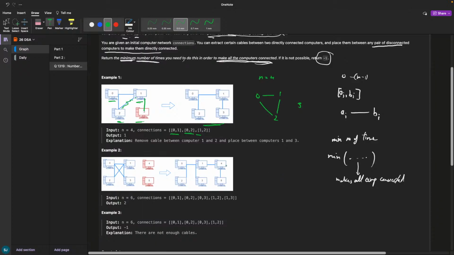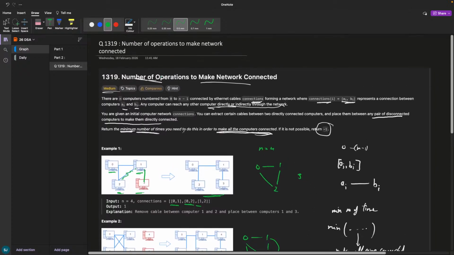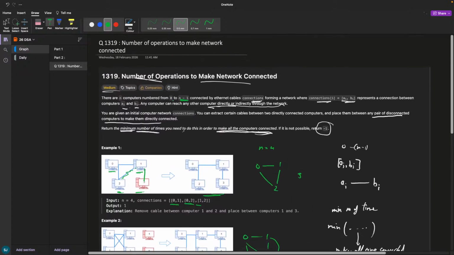Let's see the next example to get even more clarity. So this is 0 to 1, 0 to 2, 0 to 3, 1 to 2, and 1 to 3, and n is 6. There is 4 and then 5. Remember, it's n minus 1. Like, if you look at it, n minus 1.